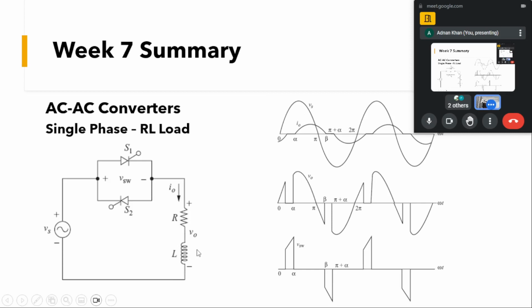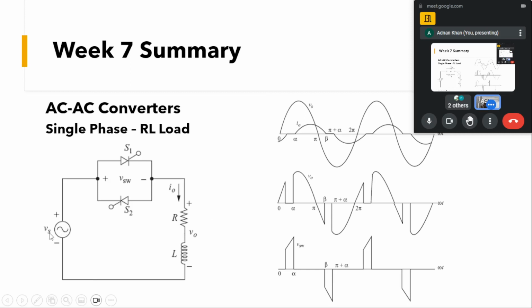When S1 starts to conduct, some energy will be stored in the inductor, with voltage V equal to L di by dt across the inductor. And when the source voltage comes to 0, had this been an R load only, the current would have come to 0, and after that S2 would have been turned on. But with an RL kind of load, we cannot interrupt the current flowing through the inductor. So when this voltage goes to 0, S1 won't turn off, and it will continue to conduct.